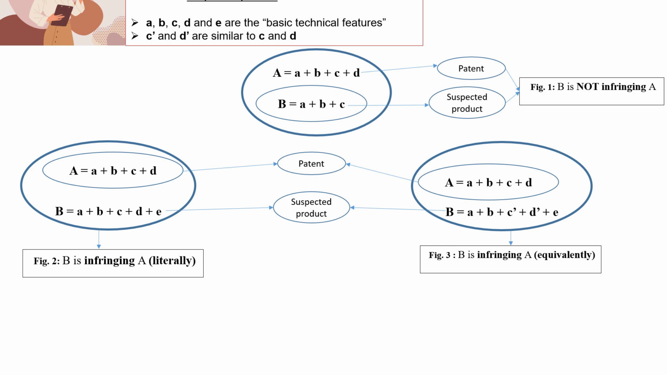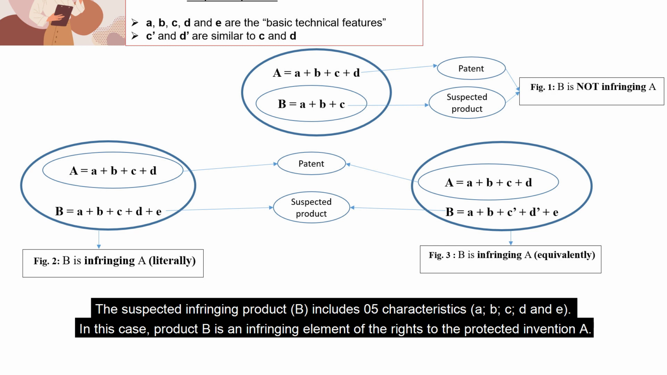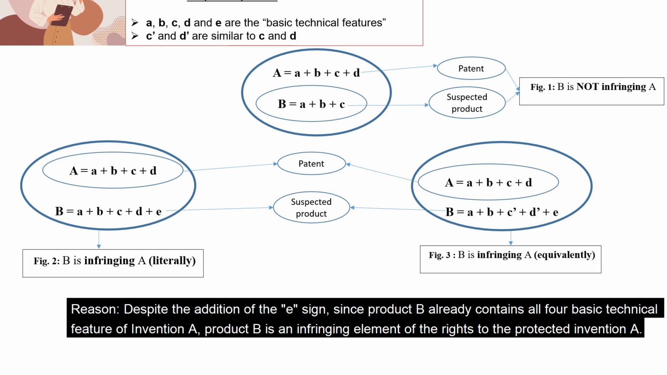Figure 2, B infringes A, literal infringement. The protected invention A includes 4 basic technical features, that is A, B, C, and D. The suspected infringing product B includes 5 features, that is A, B, C, D, and E. In this case, product B is an infringing element of the rights to the protected invention A. Reason: despite the addition of feature E, since product B already contains the 4 basic technical features of invention A, product B is an infringing element of the rights to the protected invention A.